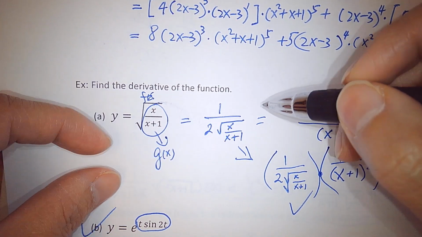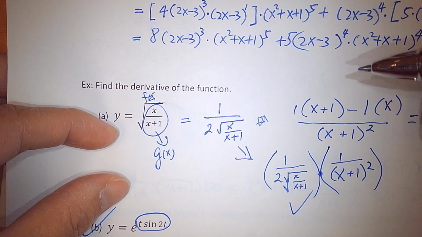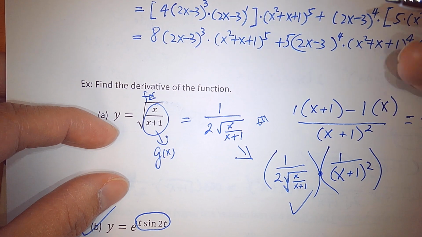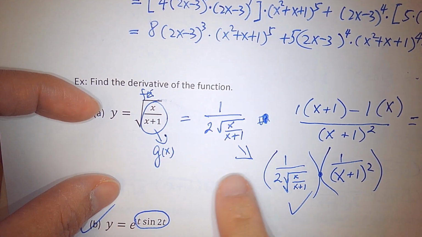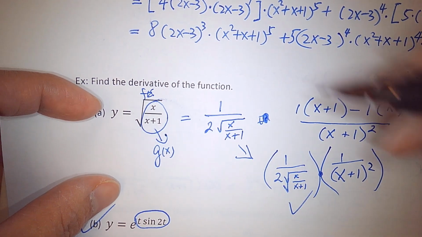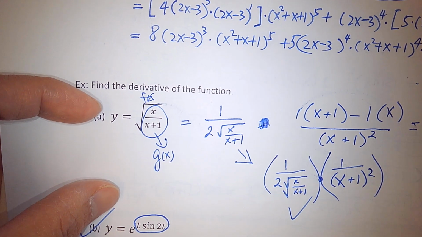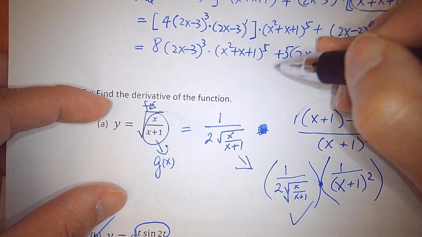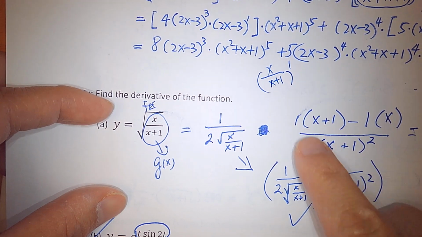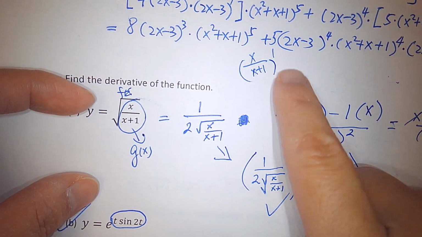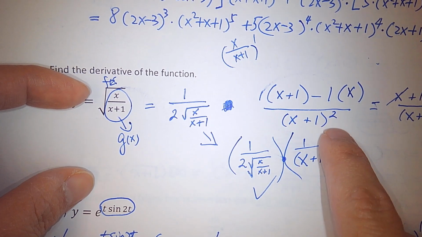We're going to multiply by this. This is derivative of f times the derivative of g. So, what is the derivative of g? This is the derivative of g. And then how to differentiate g? By using the quotient rule, we have x plus 1 squared.